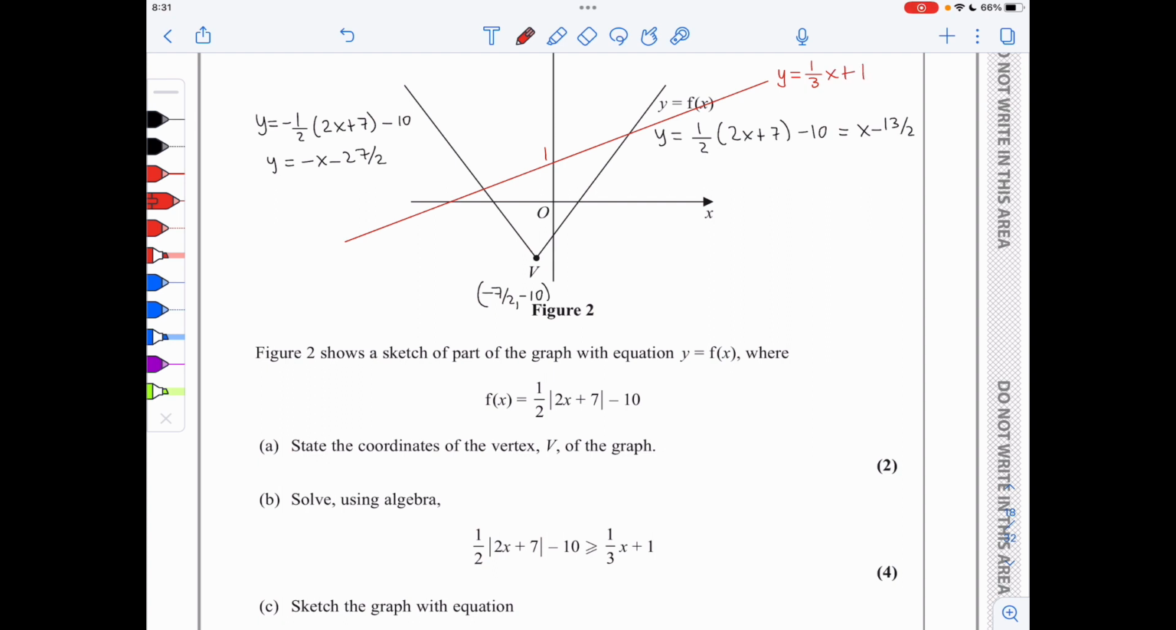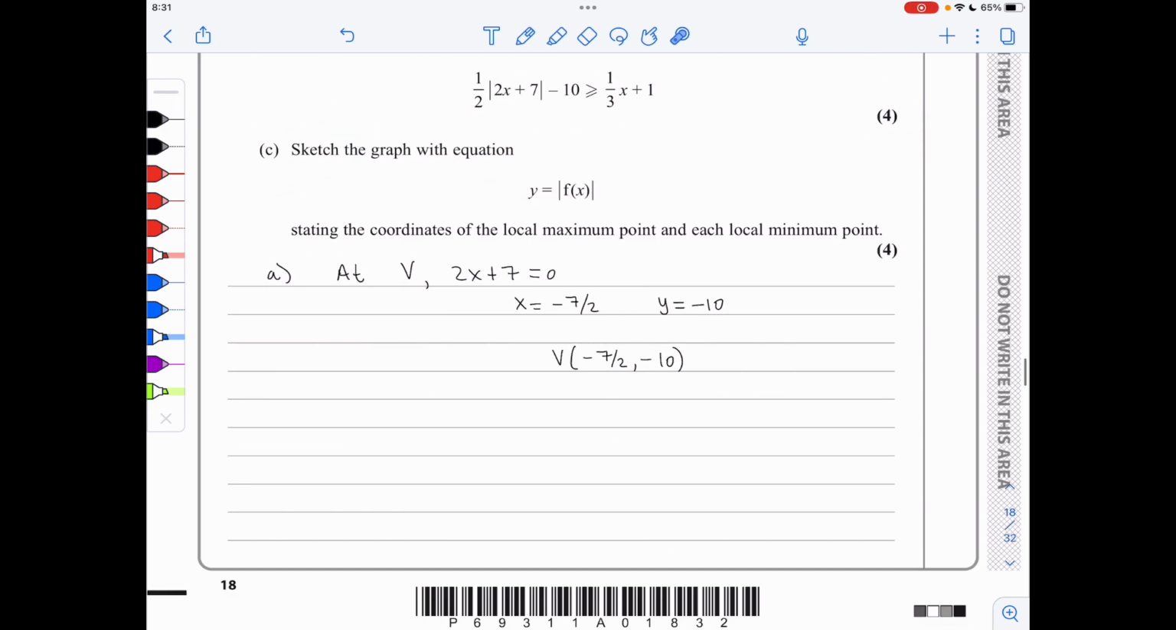We are looking for the straight line being below the V-shaped graph. So I want to find the two points of intersection. And since I want the line to be below, I will choose to be to the right of this x value and to the left of this x value. So in order to proceed, I will be equating a third x plus 1 with each of these two straight lines in order to find the critical values for x.